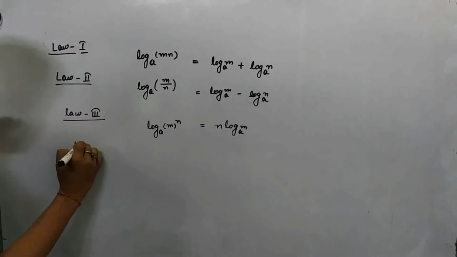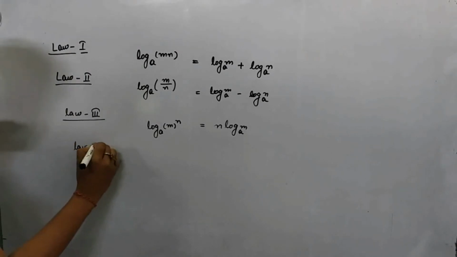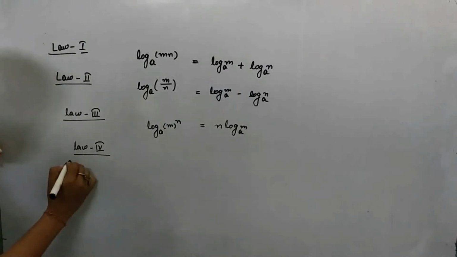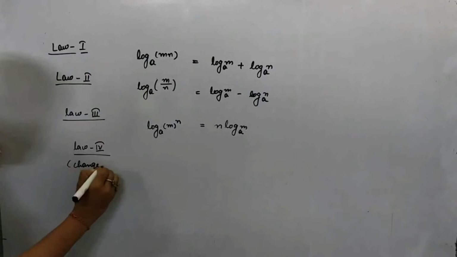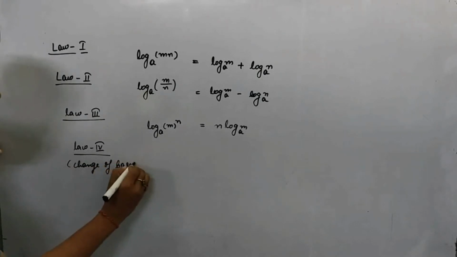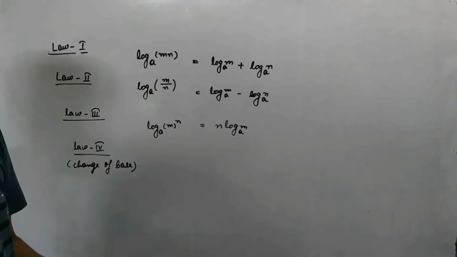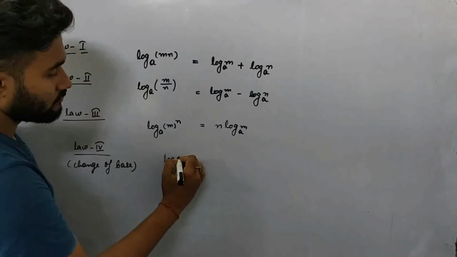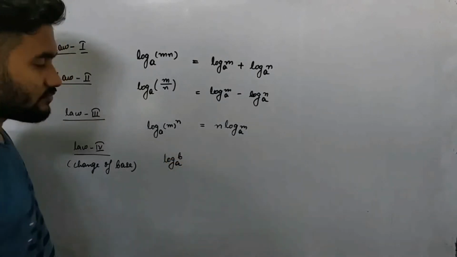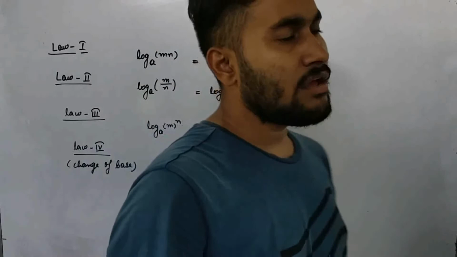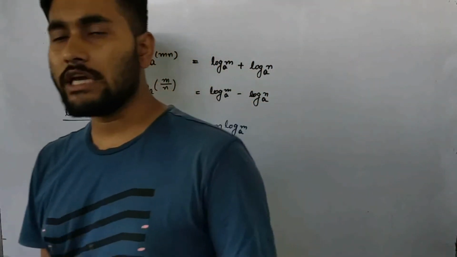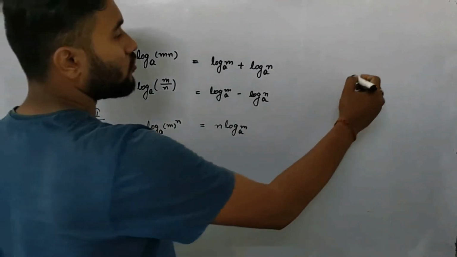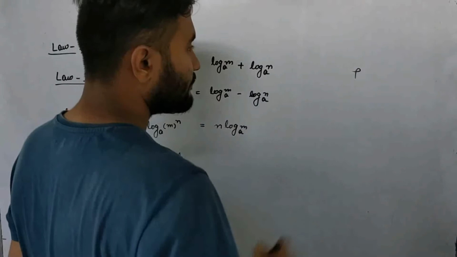Then law number 4. This law is known as change of base. Say for example, there is log b base A, but you need to change its base. Say for calculation, or to find the answer or to solve, you need a different base, say P. You need that base.